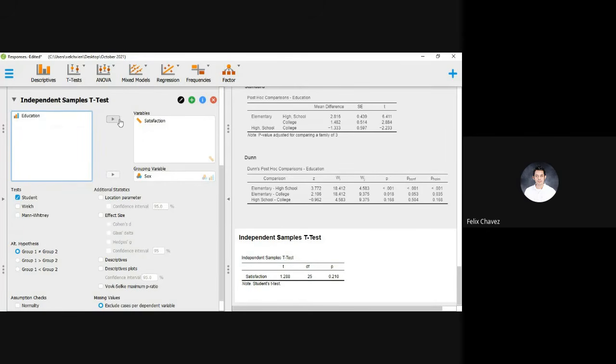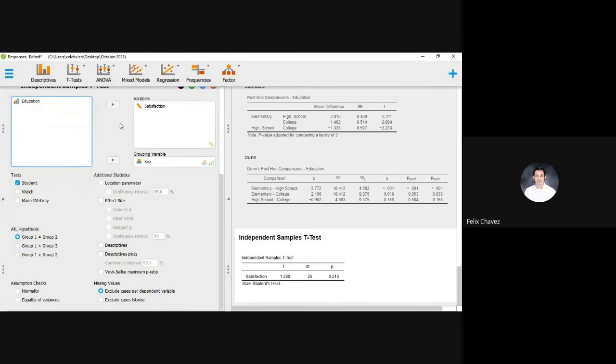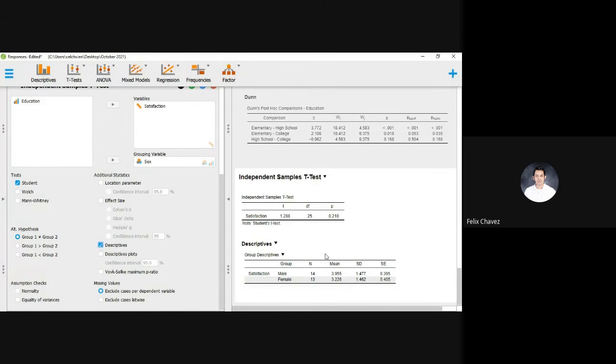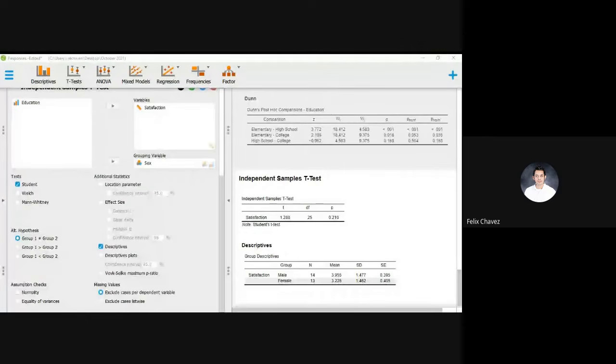And then we can check the descriptives so that we can determine the mean and the standard deviation per group. You can see in the second table here that male have a mean of 3.95 and female have a mean of 3.22. So meron siyang certain variance. Yung male is 3.95 and female is 3.22.